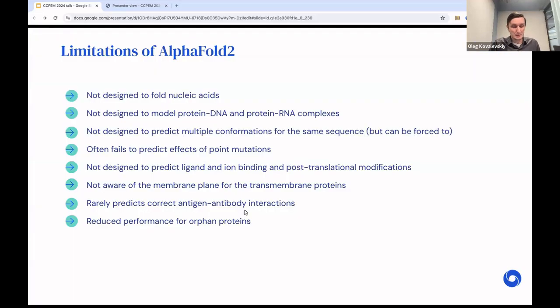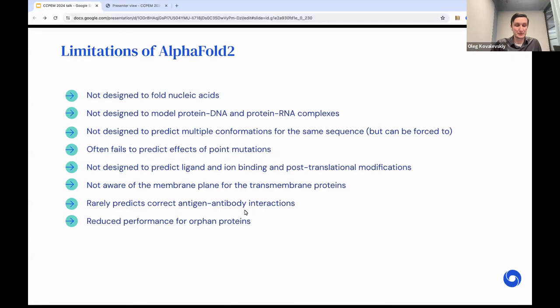AlphaFold 2 can't fold nucleic acids or DNA or RNA complexes. This was just out of scope of AlphaFold 2. It was trained specifically for proteins, polypeptides. Also, AlphaFold 2 was not designed to predict multiple conformations for the same protein, but it appeared that through MSA tweaks, you can do this. Also, the performance is not guaranteed.